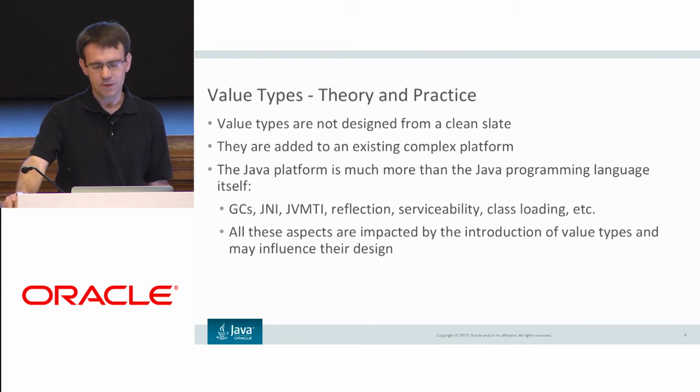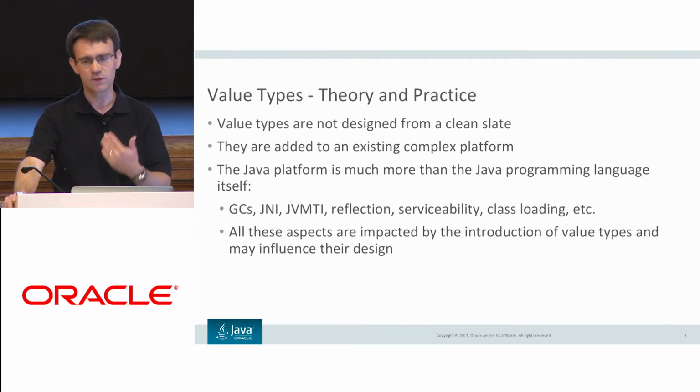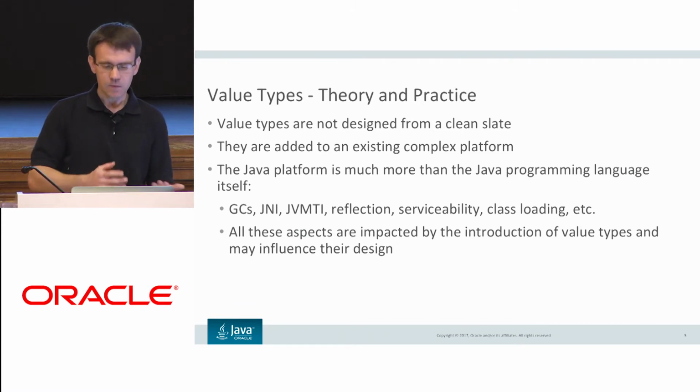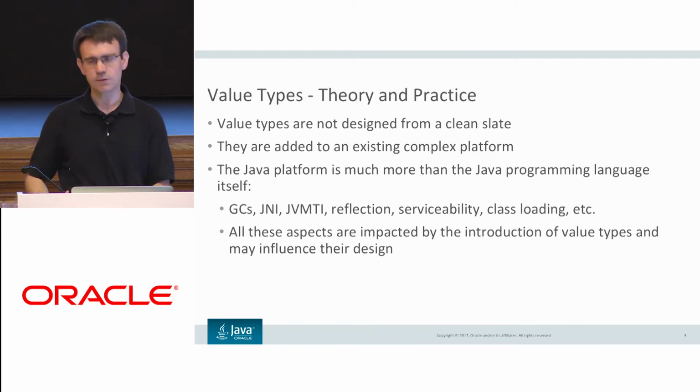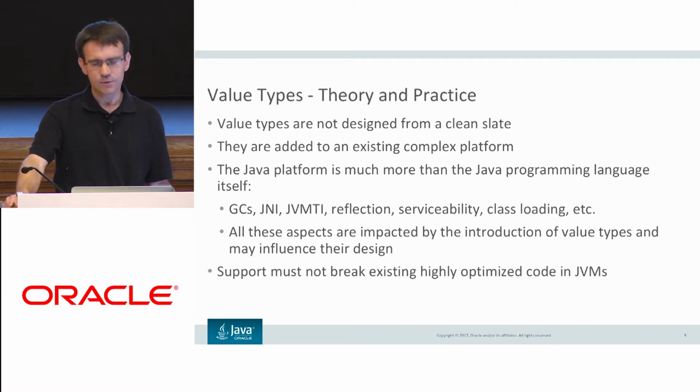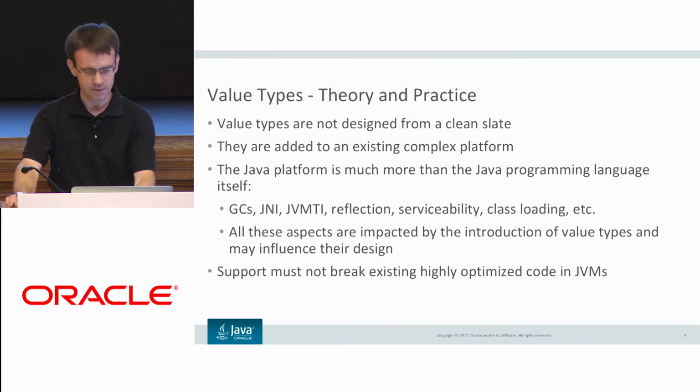The Java platform is not only the Java programming language, as many of you know; we are supporting multiple languages, but we also have a number of features like GCs, JNI, JVMTI, reflection, serviceability, class loading and unloading. I'm missing a lot of them. All these aspects are impacted by the introduction of value types, and those features also influence the way we are designing value types so we can support them. Adding new features to highly optimized code is already a tricky task, so we are being very careful about not breaking existing code and existing optimizations just to put the value types in.